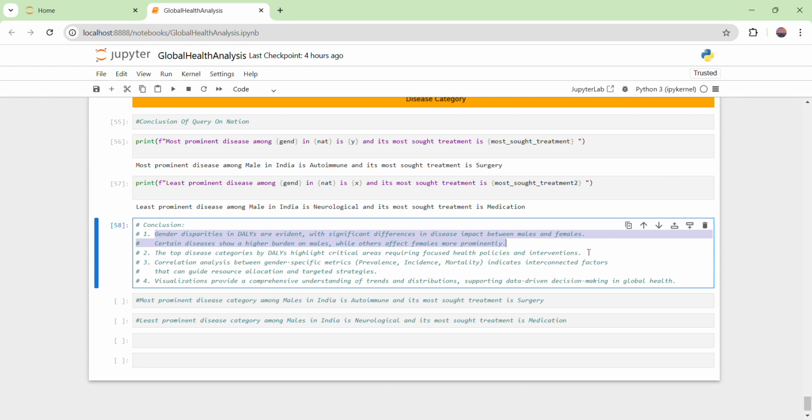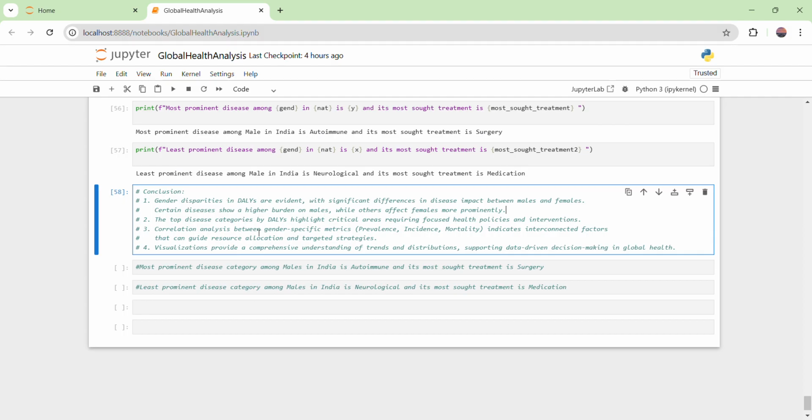And there are certain diseases which have a higher burden on males, while there are other ones which have a higher burden with regard to females. And similarly, these visualizations provide a comprehensive understanding of the trends and the distribution, supporting data driven decision making. Decision making is something which is being mostly influenced by these data visualization technologies.